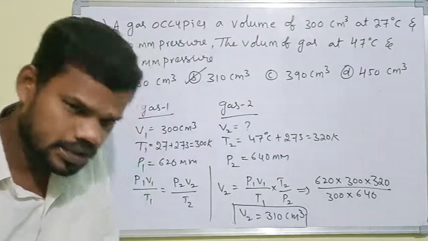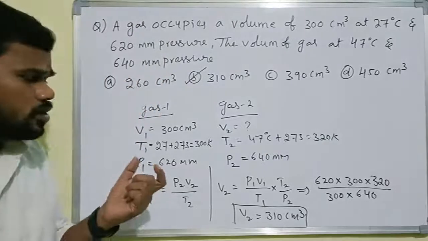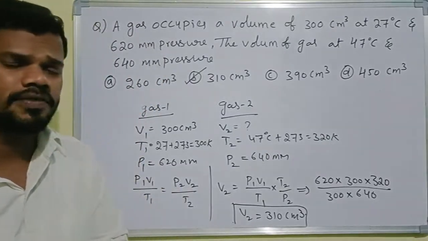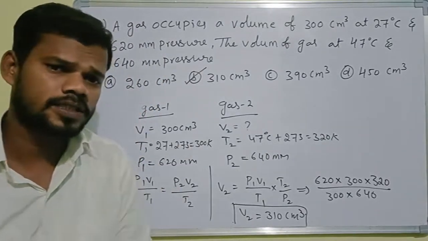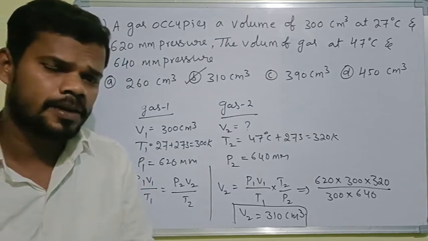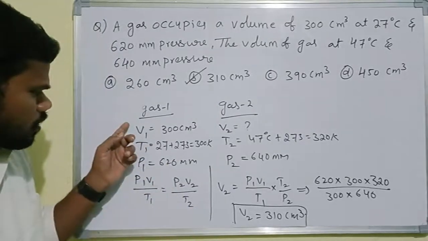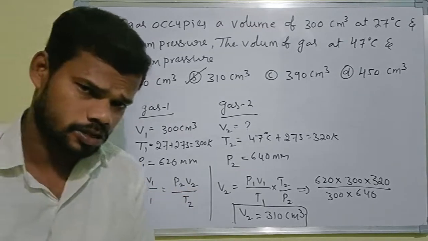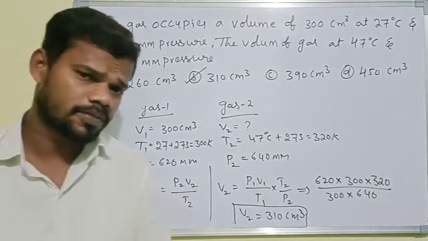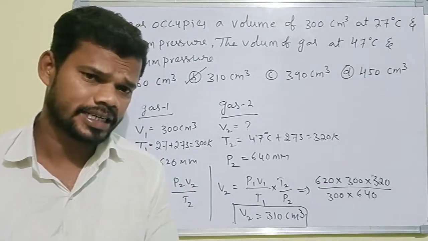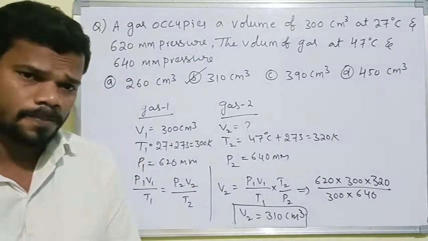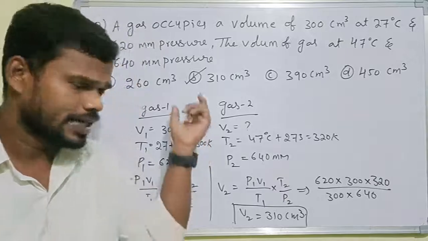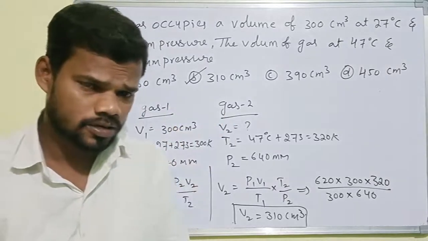Clear? So like this, we have to solve questions based on the ideal gas equation. Here we have to remember two formulas: PV equals nRT, and one more formula, P1 V1 by T1 equals P2 V2 by T2. Based on these two formulas, they ask questions from the NEET and JEE point of view. Clear? So this is the ideal gas equation. Thank you so much.